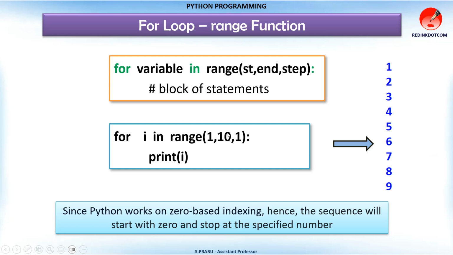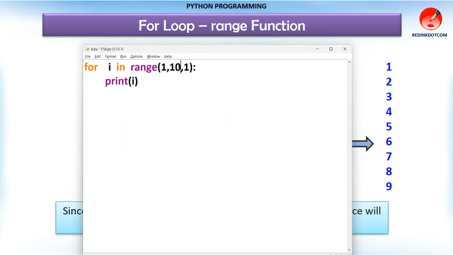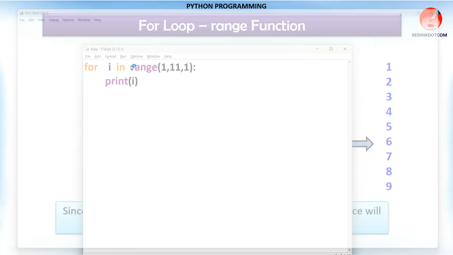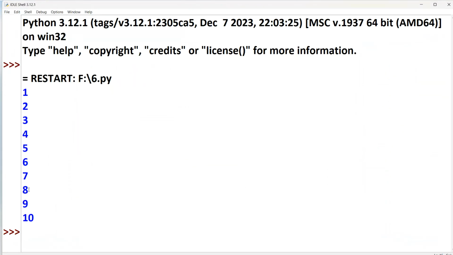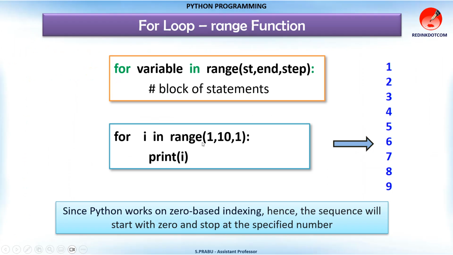Here, the n value is 10, so this statement is iterated up to 9 only. If I want to print 1 to 10, I can give the value as 11 here. So now I can get the values 1 to 10. So instead of a collection of items, we can use the range function and repeat the statements n number of times. We can fix the starting point, end point, and number of steps incremented by each point.